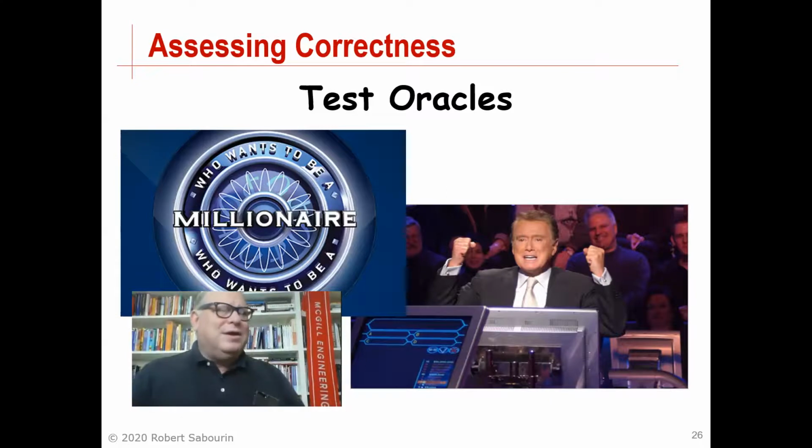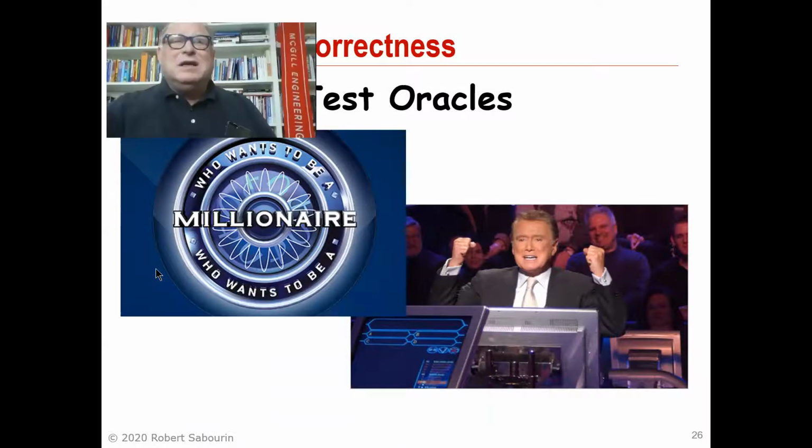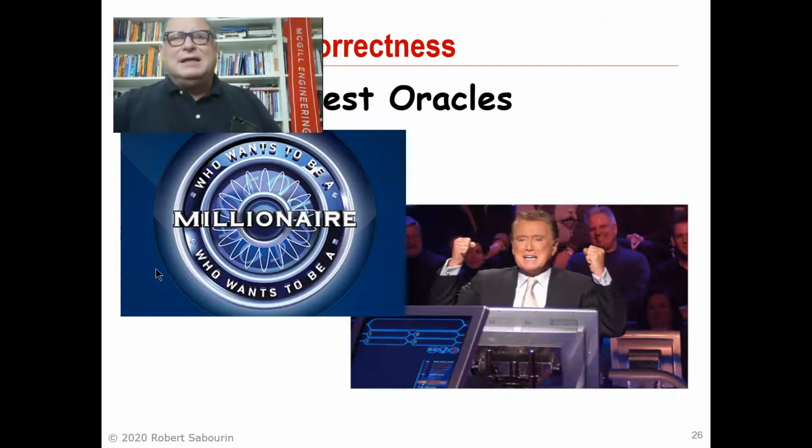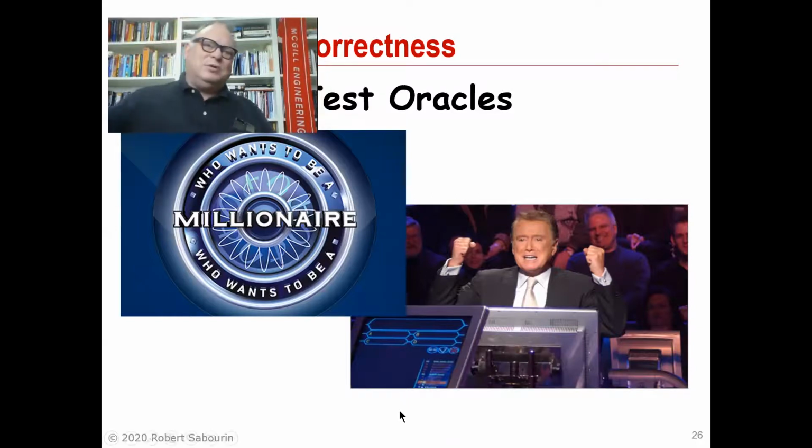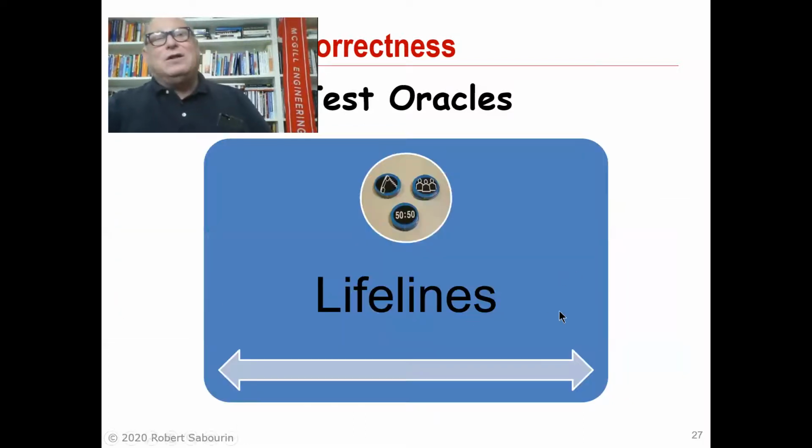Let me give you some examples from the world of television. There's a game show on TV, still popular, I understand, called Who Wants to Be a Millionaire? In it, you're asked a bunch of questions, and as you answer more questions, you get closer to winning $1 million. If you answer all the questions correctly, you win $1 million. Very few people make it all the way to the top, but on the way, if you're not sure of the answer, there are strategies to assess correctness. There are oracles that you can use. The test oracles in Who Wants to Be a Millionaire are called lifelines.